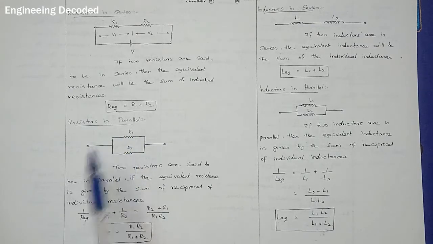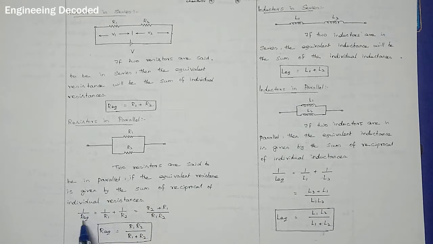In this case, the equivalent is given by 1 by R equivalent equal to 1 by R1 plus 1 by R2. That is equal to, you can take the LCM, R2 plus R1 divided by R1 R2. Sorry, you can take the LCM. So R2 plus R1, and in the denominator you will have R1 R2. So this is 1 by R equivalent. You can invert it. So R equivalent equal to R1 R2 divided by R1 plus R2.